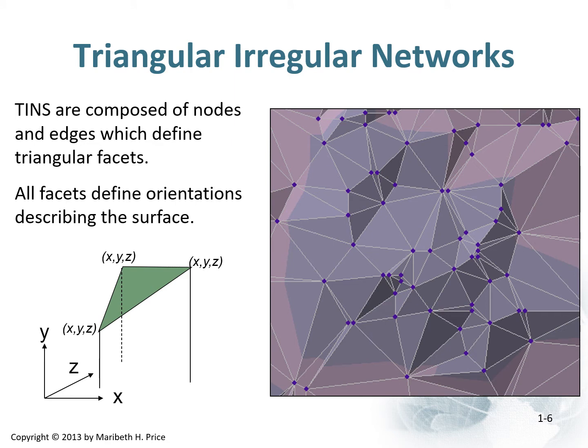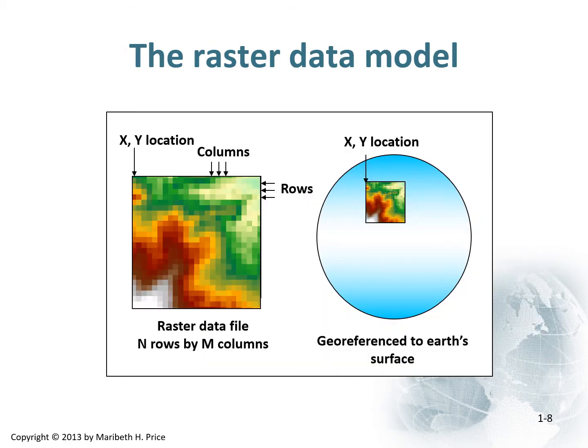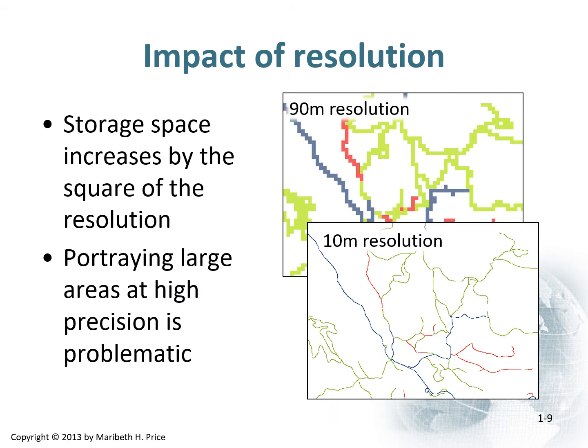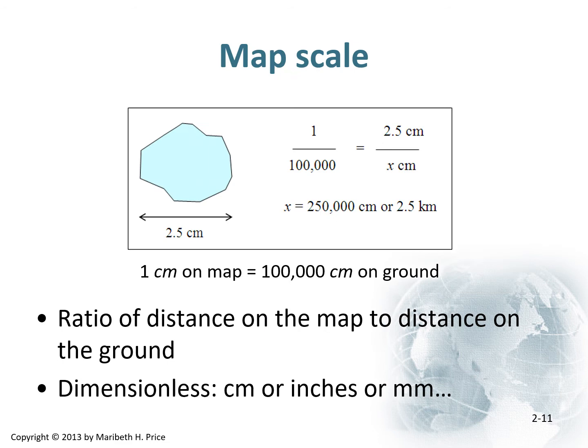The TIN is a type of vector-based surface model, so it's not a raster. A digital elevation model is a raster of elevation data. Understand that as with rasters, as your resolution gets smaller, the size of your data file gets increasingly larger, and that you really can only store one attribute.